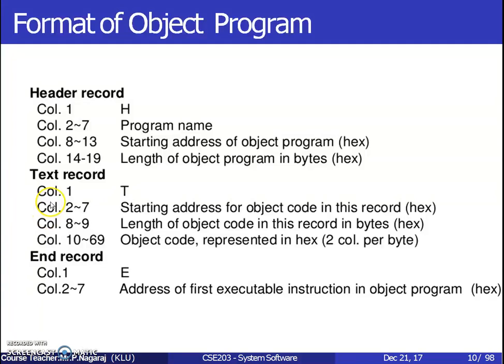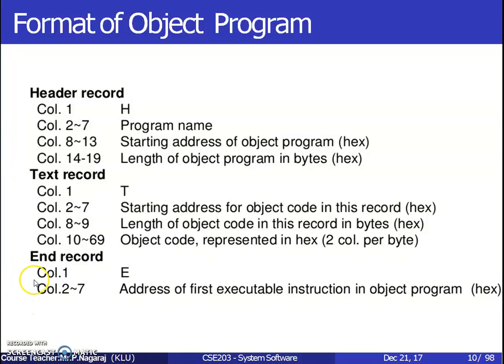The next one is the text record. Column 1 represents T. Then columns 2 to 7 hold the starting address. What's the starting address? 1000. Columns 8 to 9 hold the length of our object program. What is our object program length? Already I told you, 1A. Then columns 10 to 69 hold the object codes, each of 6 bits, each and every object code represented in terms of 2 or 3 columns.